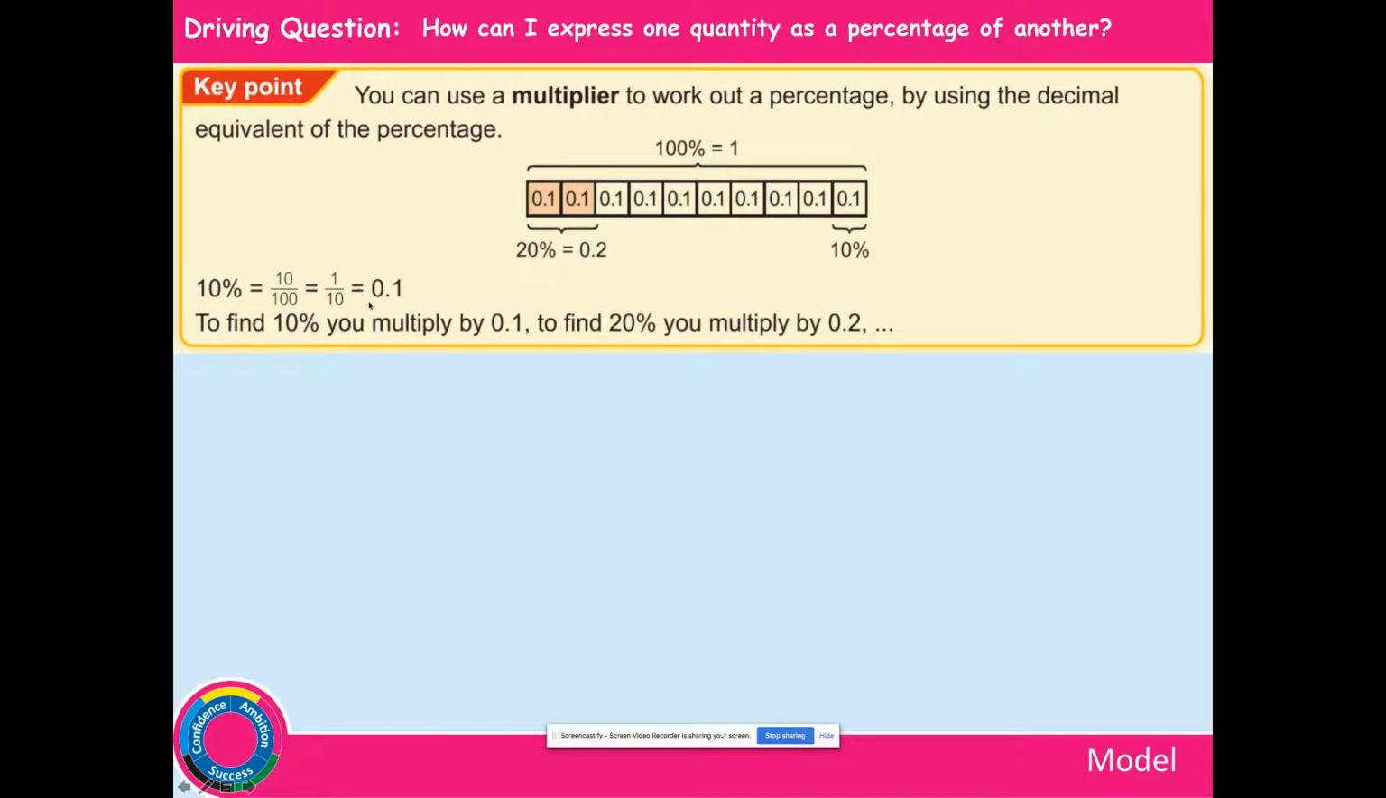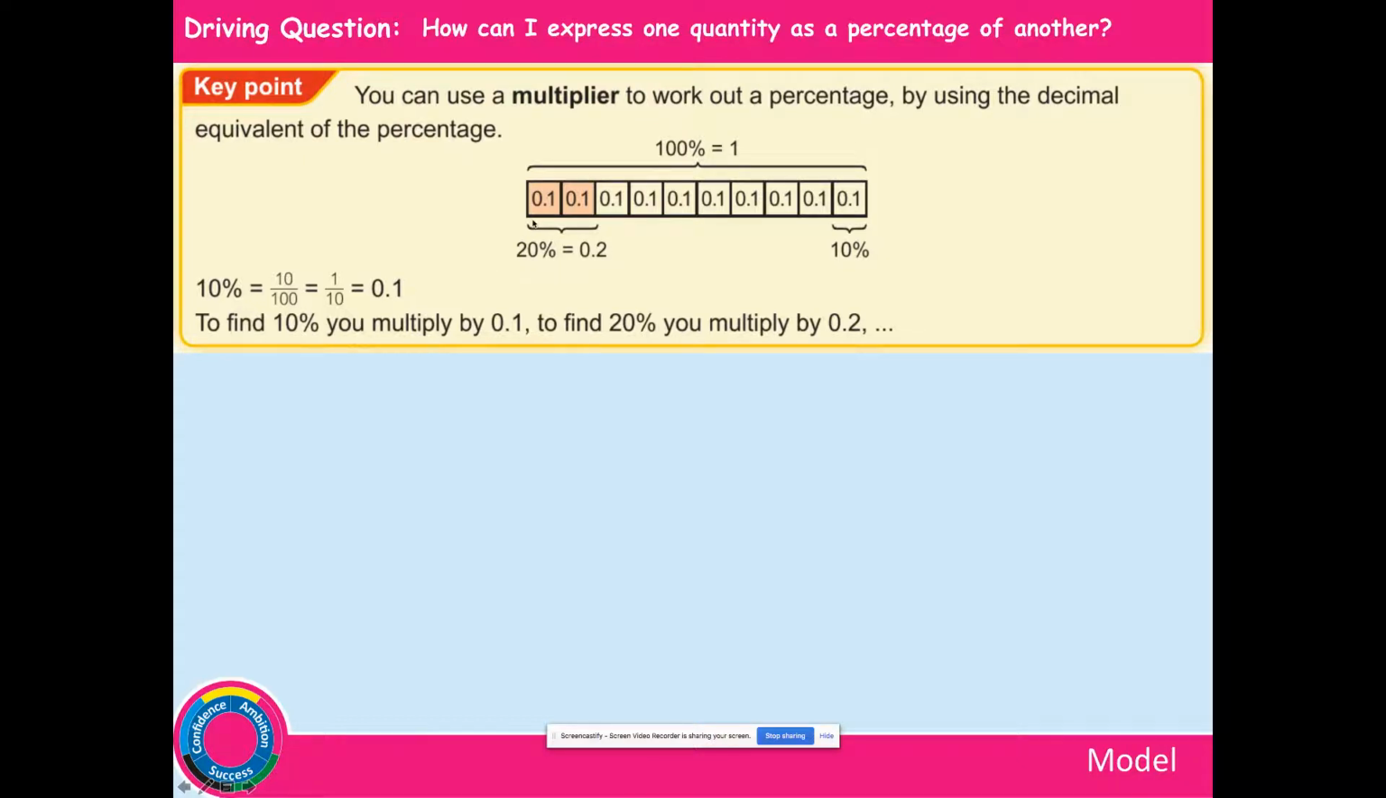We know now, as a decimal, we write 1/10 as 0.1. This is the tenths column. We've got 1/10, so it's 0.1 in our tenths column. So we've got 0.1, add 0.1 would make 2, 3, 4, 5, 6, 7, 8, 9, 10. That would make the whole thing, one whole one.